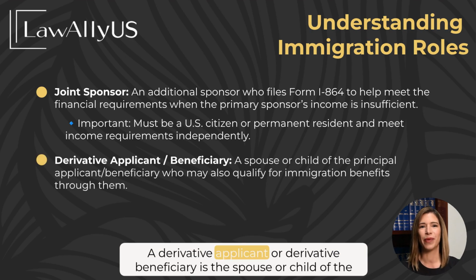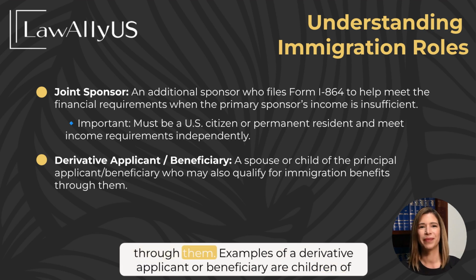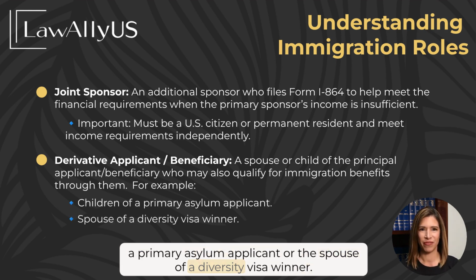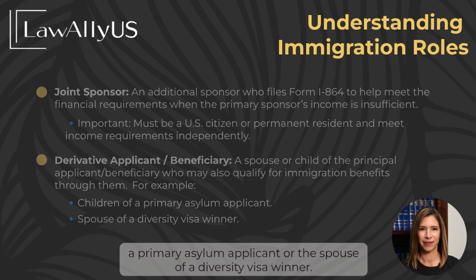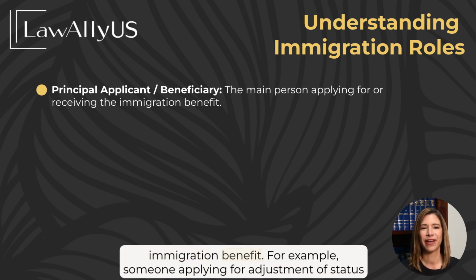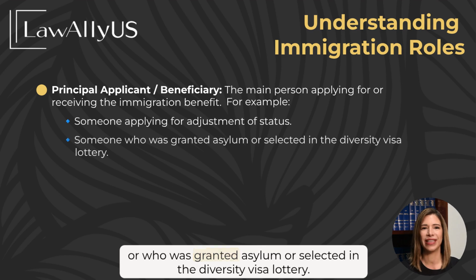A derivative applicant or derivative beneficiary is the spouse or child of the principal applicant or beneficiary who may also qualify for immigration benefits through them. Examples of a derivative applicant or beneficiary are children of a primary asylum applicant or the spouse of a diversity visa winner. A principal applicant or beneficiary is the main person applying for or receiving the immigration benefit. For example, someone applying for adjustment of status or who is granted asylum or selected in the diversity visa lottery.